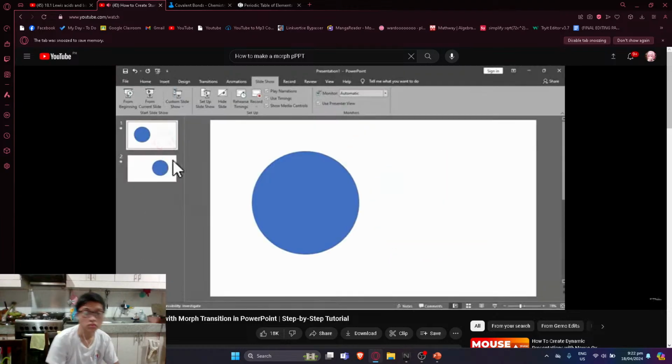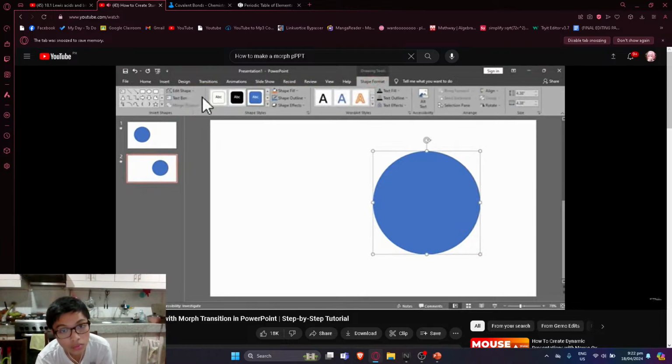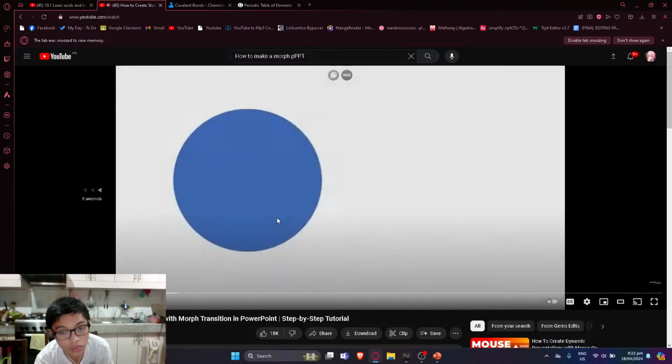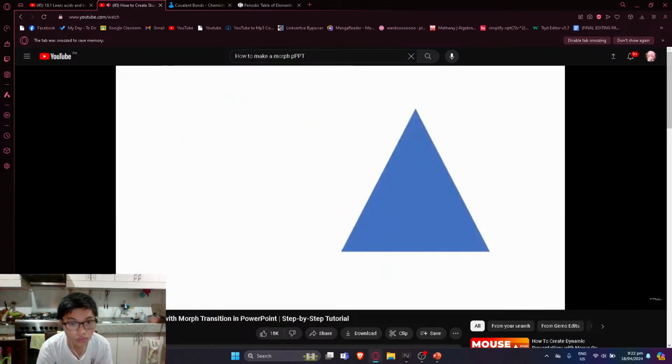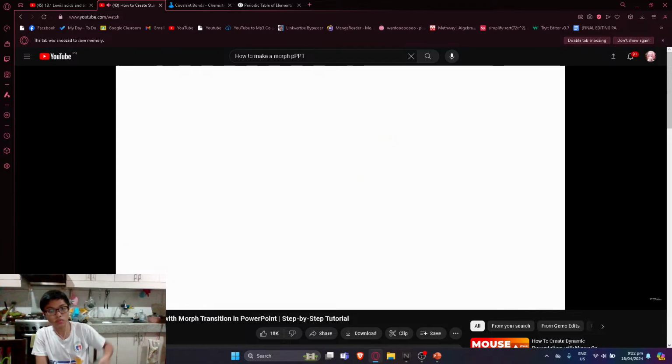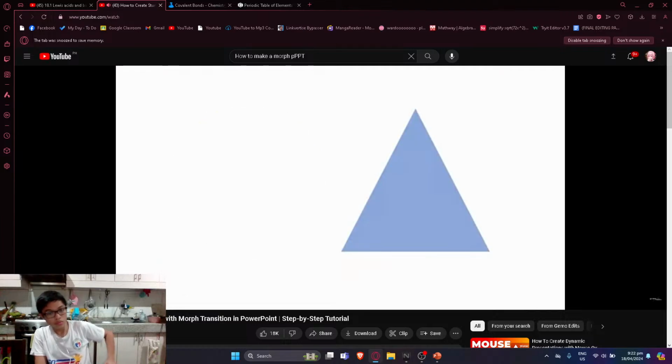Now let's attempt to change the circle shape to a triangle shape and determine whether it works as intended. Going from the circle to slide 2, which is a triangle, the morph transition will not be visible. However, we can still perform a morph transition between these two different shapes by using the appropriate naming scheme.